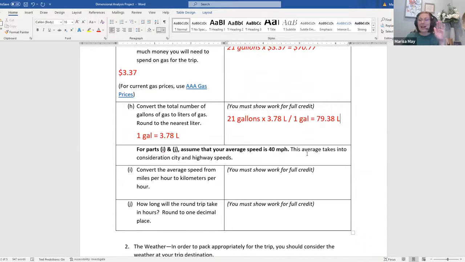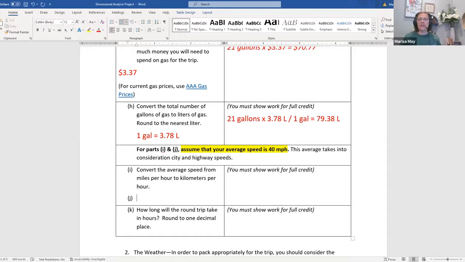So on I and J, you have to assume, because you're told this, that your average speed is 40 miles per hour. No way ever would you drive that speed on the highway if you ever intend to get there within a reasonable amount of time. So what we want to do is calculate the average speed, that's 40 miles per hour, into kilometers per hour.